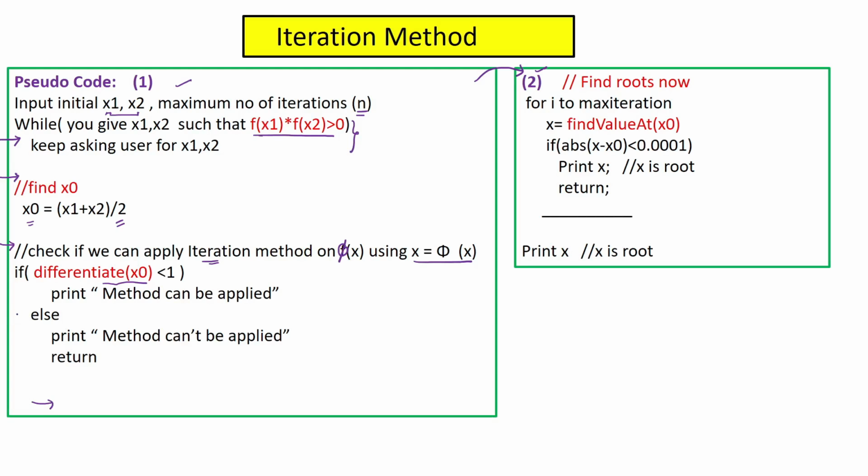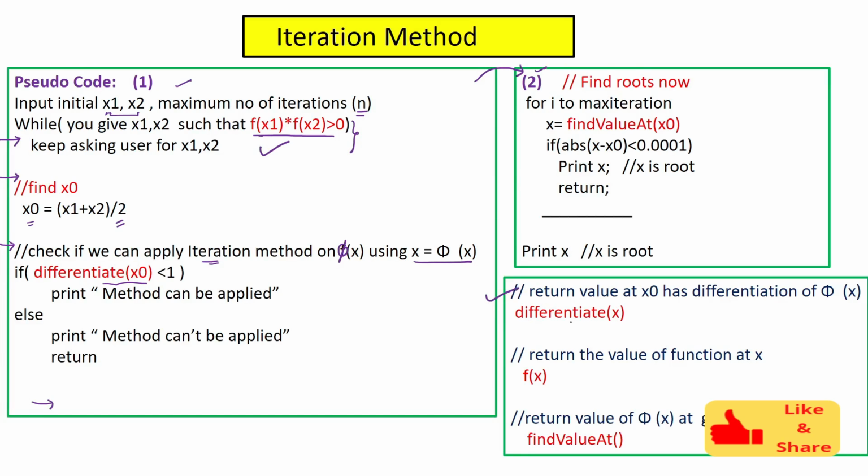Otherwise, this else is actually here. Otherwise our method cannot be applied, that is, we will exit our program. So here we can see we have this function f and another function, this differentiate function. This differentiate function will have a return, and here we have to write the differentiation, that is phi dash x. And this function will be giving me the value of phi dash x at the x equal to x0 point.